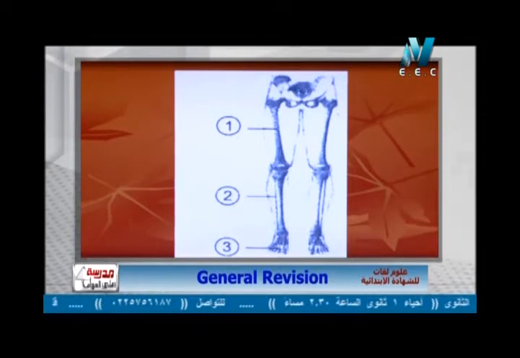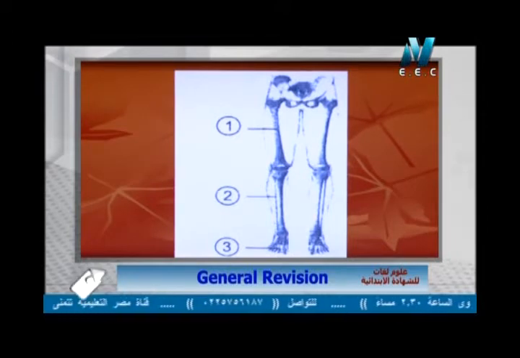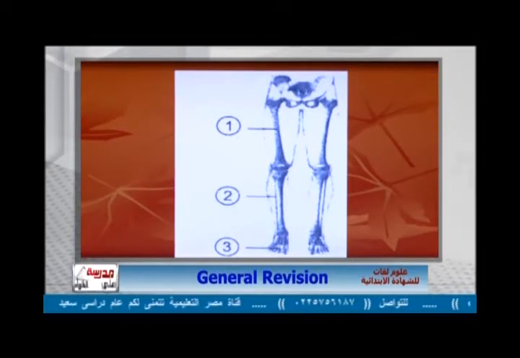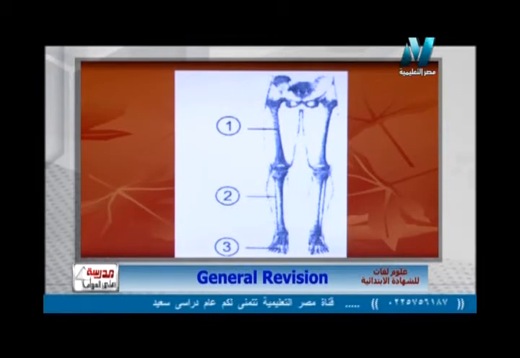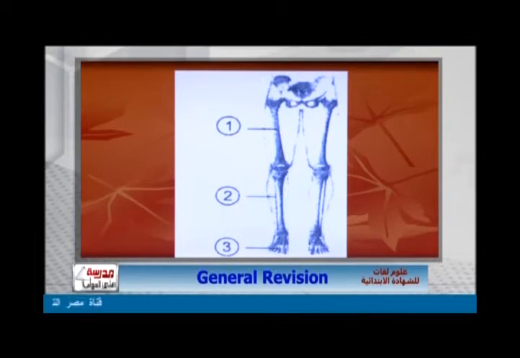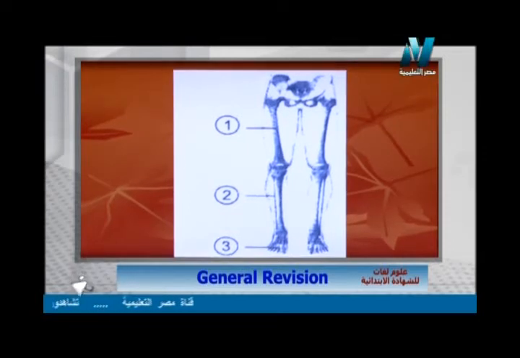Surely it will be the lower limb, الأطراف السفلية, lower limbs. Number one, it will be the femur bone, عظام الفخذ. Number two will be shaft bones, عظام الساق. And number three will be the foot bone. So let me write them again.